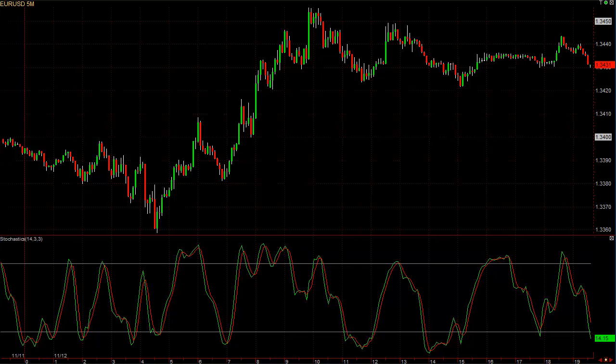Stochastics is basically an oscillator that shows overbought and oversold. And most people use it when it gets to the bottom level and flips up, you look for a buy. When it hits the upper level and flips down, you look for a sell. So you have sells, buys, buy.